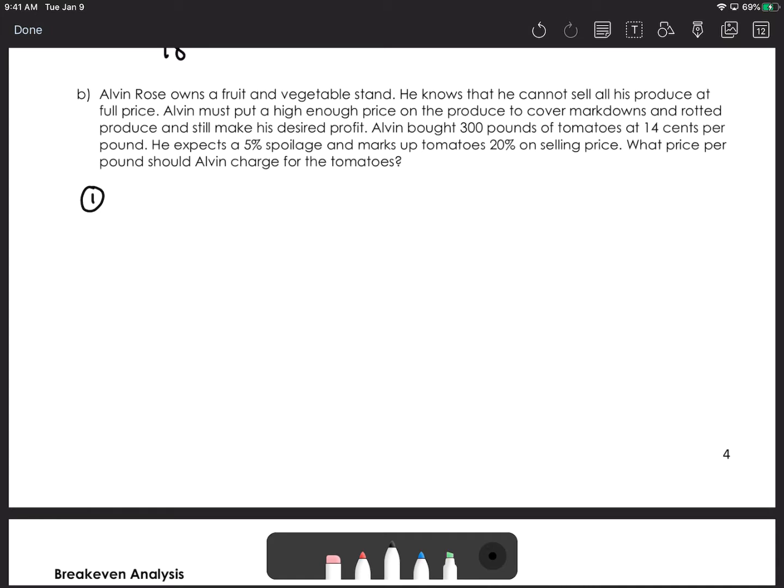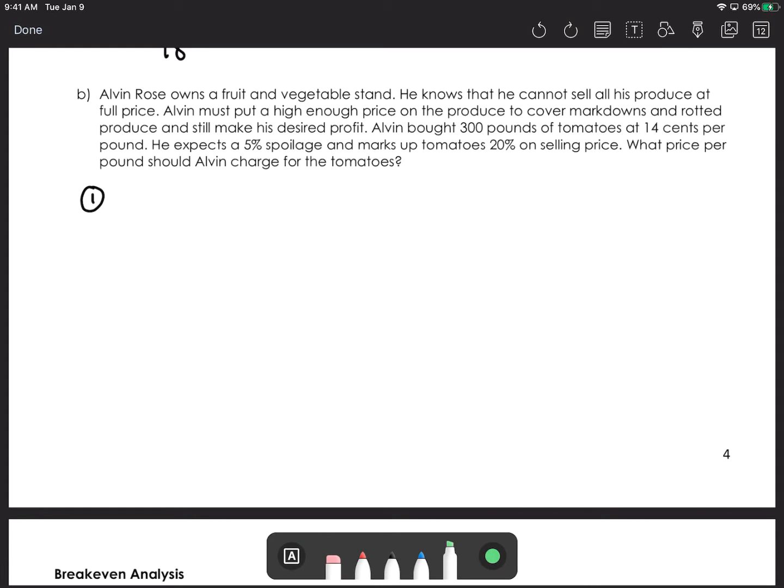So Alvin Rose owns a fruit and vegetable stand. He knows that he cannot sell his produce at full price. Alvin must put a high enough price on the produce to cover the markdowns in rotted produce and still make his desired profit. Alvin bought 300 pounds of tomatoes at 14 cents per pound. He expects 5% spoilage and marks up the tomatoes at 20% on the selling price. We're going to figure out how much per pound that Alvin should charge for his tomatoes.